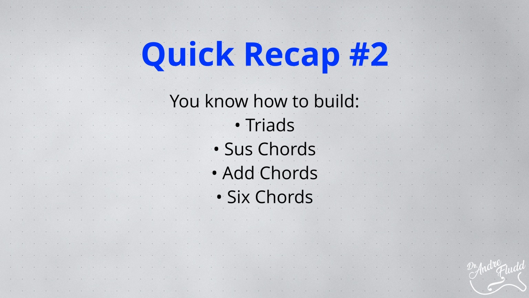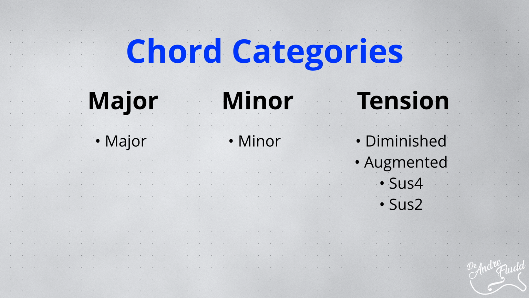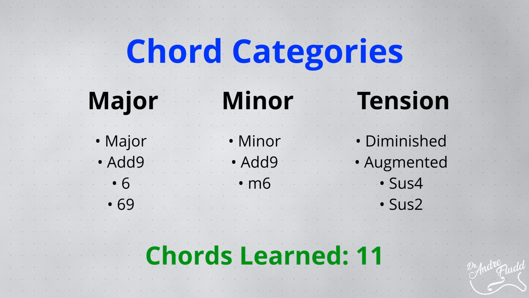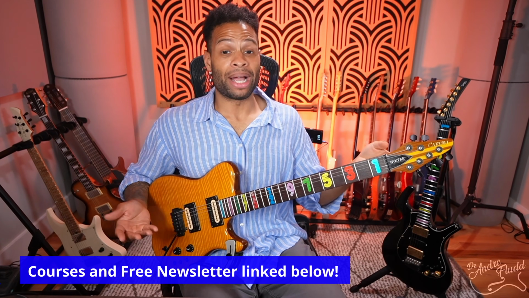Quick recap number 2. Now you know how to build triads, sus chords, add chords, and 6 chords, and we've grouped them into major, minor, and tension categories. That gives us a solid foundation before we get into the world of 7th chords where things start to stretch and get colorful. But before we move into 7th chords, I want to give you a quick tip, which is also the way I teach things in my guitar courses.